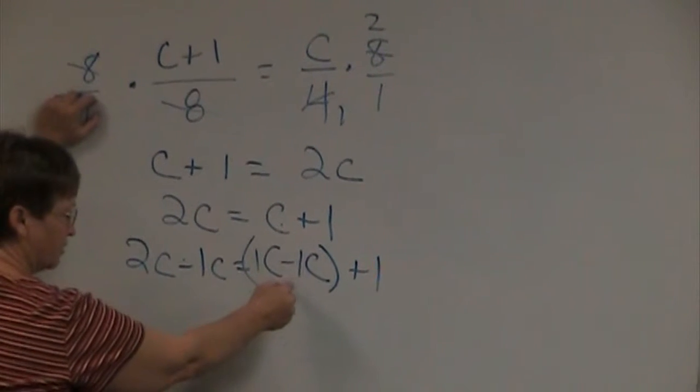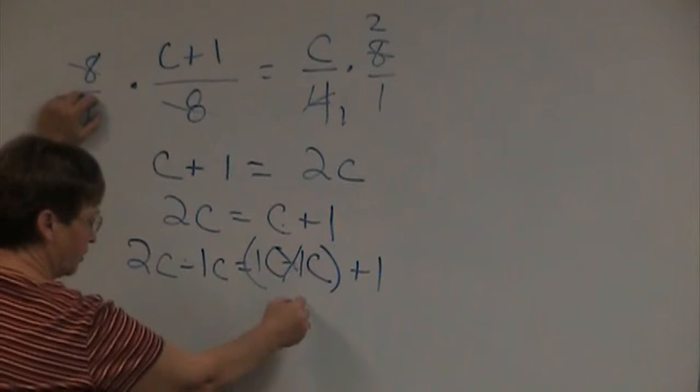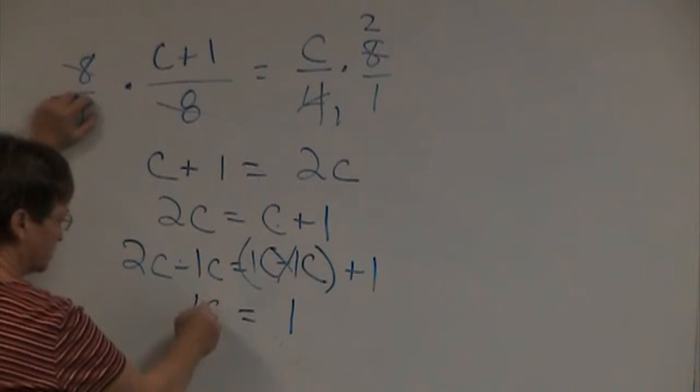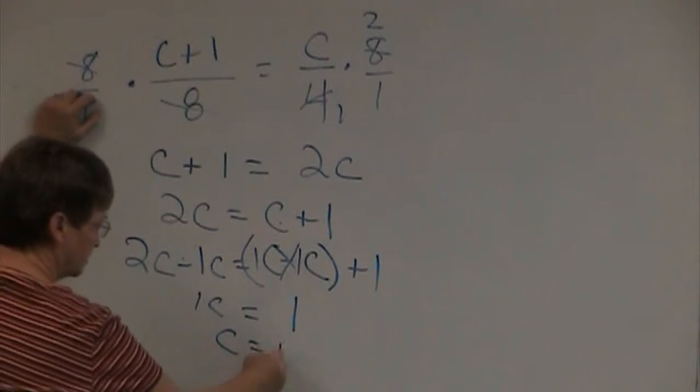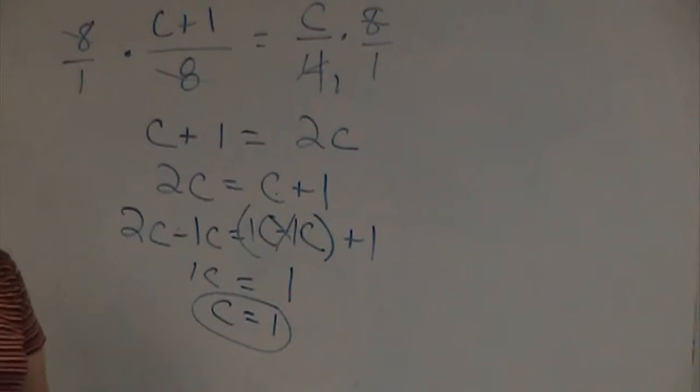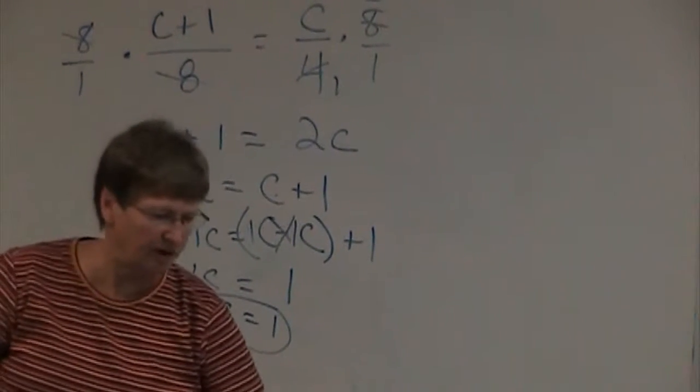And what happens here? 0. It's gone. 0. 0 plus 1 is? 1. What happens here? 1c. What's 1 times c? c. Okay? You have another one like that on the next page.